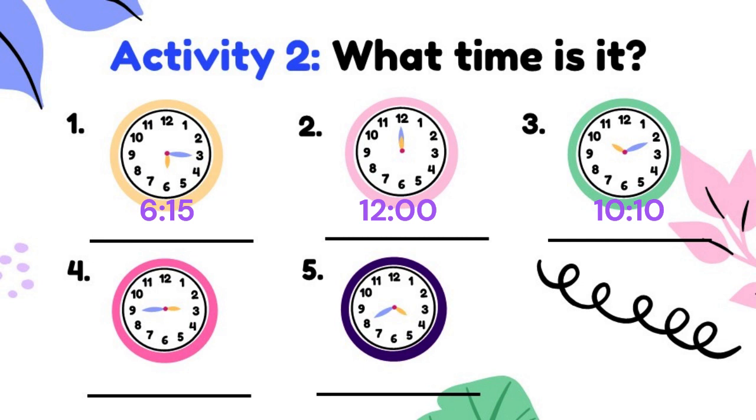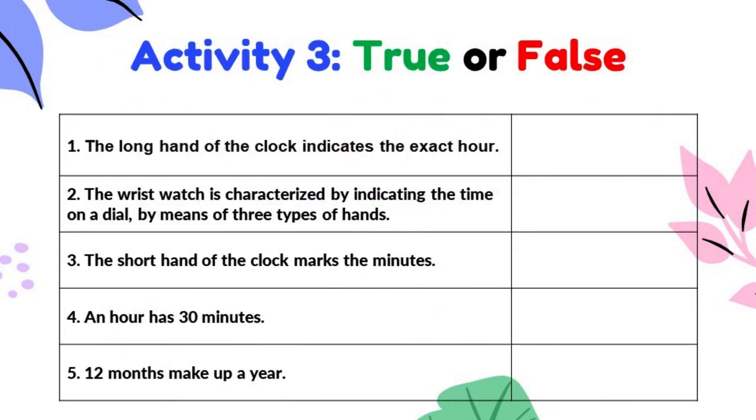Number 4. Look at the long hand. It's pointing to 9. Do you still remember that pointing to 9 is a quarter to? Therefore the time is 3:15 or a quarter to 4. Number 5. If your answer in number 5 is 4:40, that is correct. You got them all correct. Wow. Nice job.